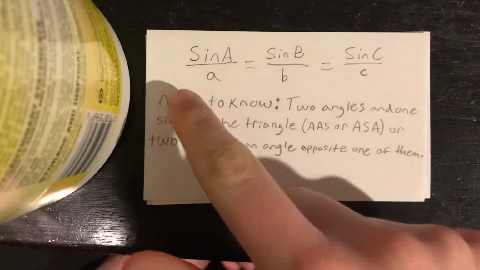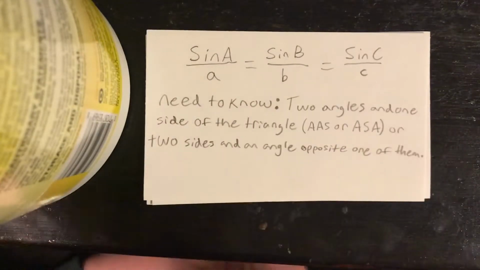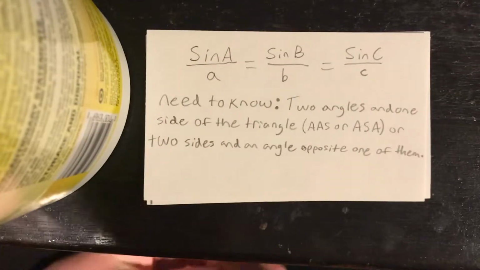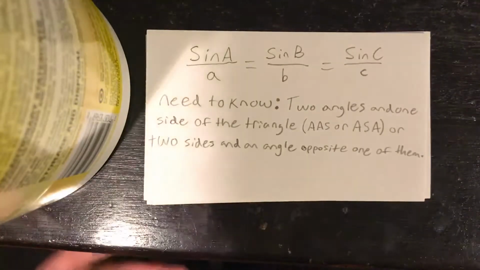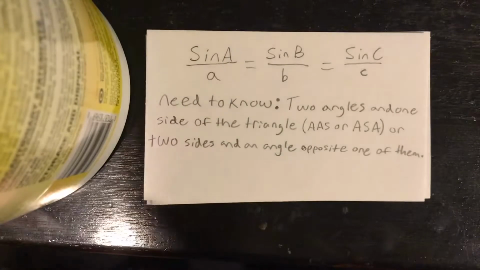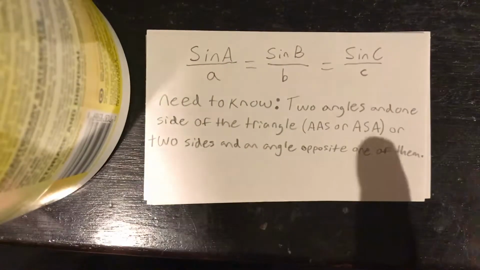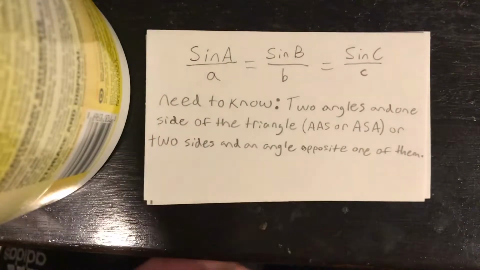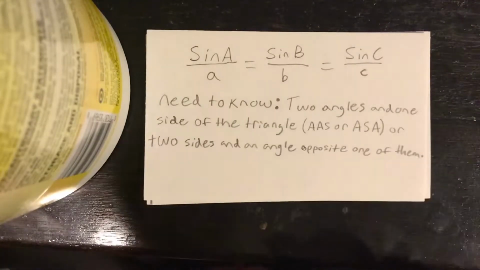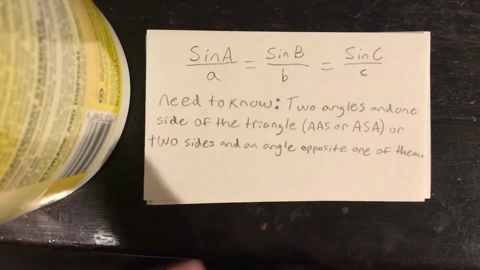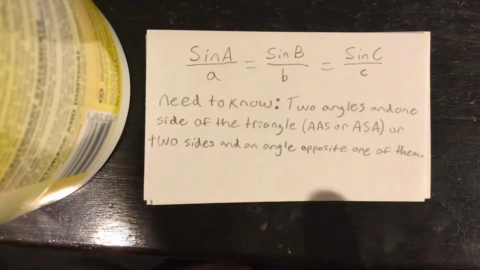The equation is right here, and what you need to know to use the law of sine on this triangle is that you need two angles and one side of the triangle, so angle, angle, side, or angle, side, angle, or two sides and an angle opposite one of them.